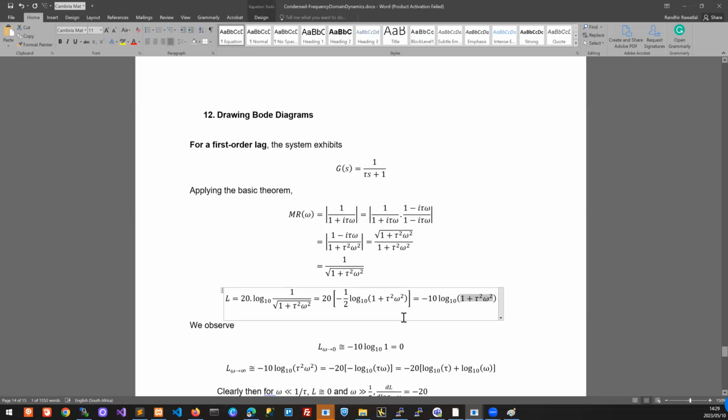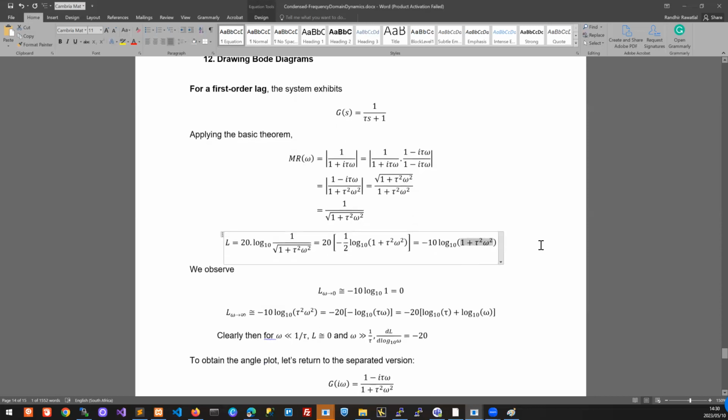And to plot that more simply, we can observe two asymptotes. We can ask what does L look like when omega is very small. So when omega is very small, then the 1 will be much greater than this part. And so we can say this is approximately minus 10 log 10 of 1 when omega is very small. And so log 10 of 1 is 0. So L is approximately 0 at low values of omega.